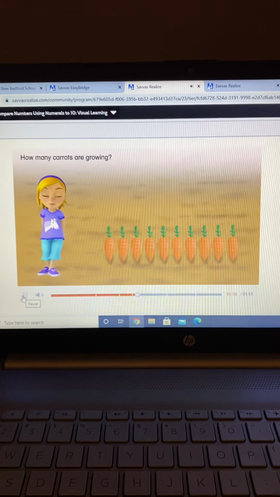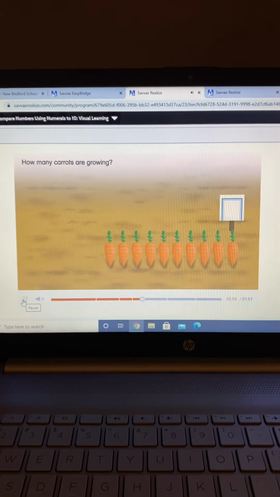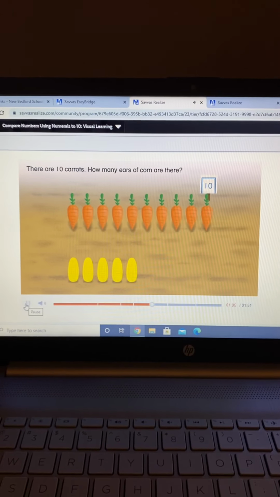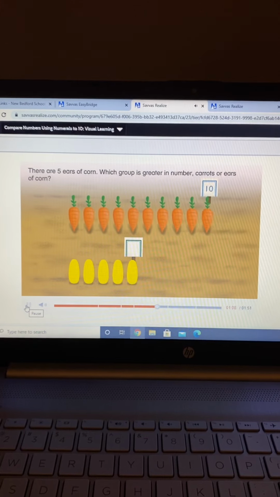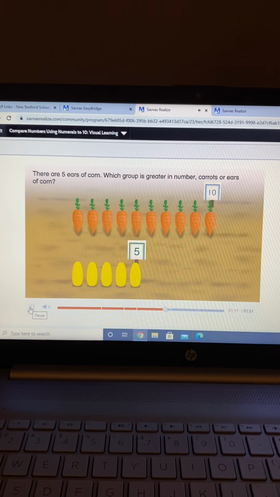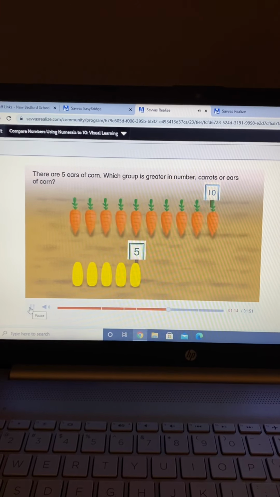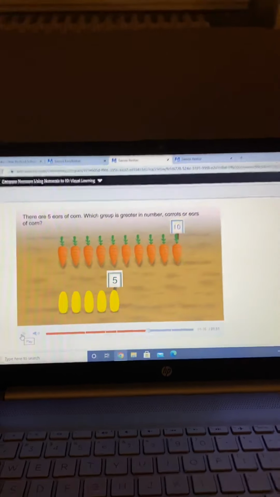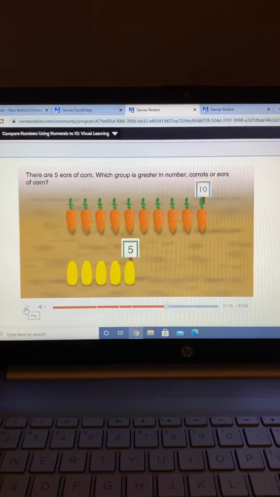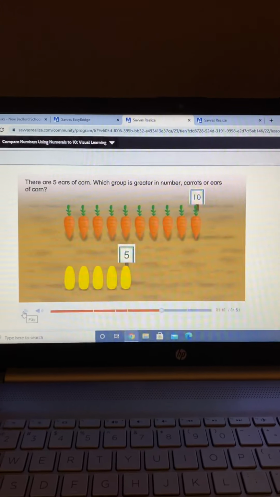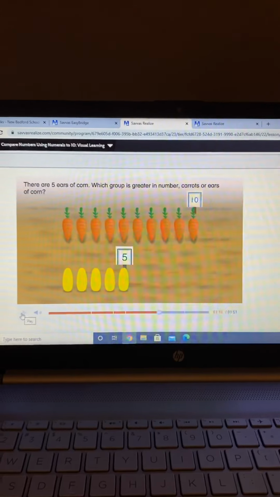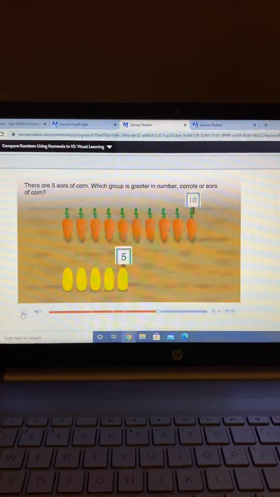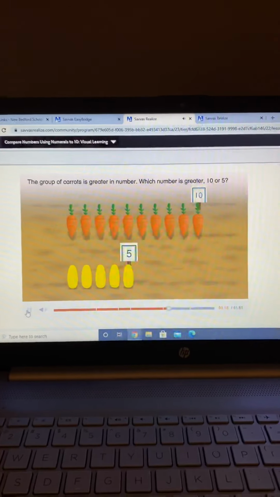How many carrots are growing? There are 10 carrots. How many ears of corn are there? There are 5 ears of corn. Which group is greater in number, carrots or ears of corn? Which do you think is greater in number, the carrots or the corn? We can compare with the numbers. We know that when we count, 5 comes before 10. So that number is less. We also can see with our eyes that there are more carrots than there are corn. The group of carrots is greater in number.